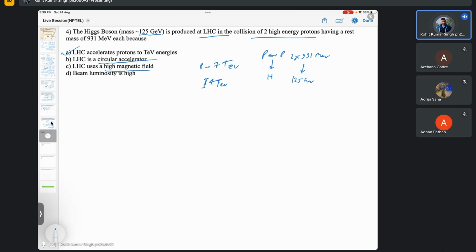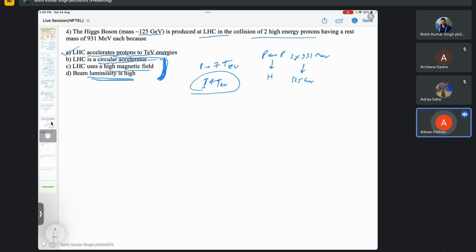So high magnetic field will basically bend the particles. It will not accelerate, right? Magnetic field is used only for bending the beams in the LHC, and luminosity is just more number of events, more number of particles per bunch. So that is also not the only thing that you need. This is the most important thing: you have to have accelerations up to TeV energies. So I think that's why only option A should be correct. These are facts, obviously, but these are not the reason that gives you this energy.